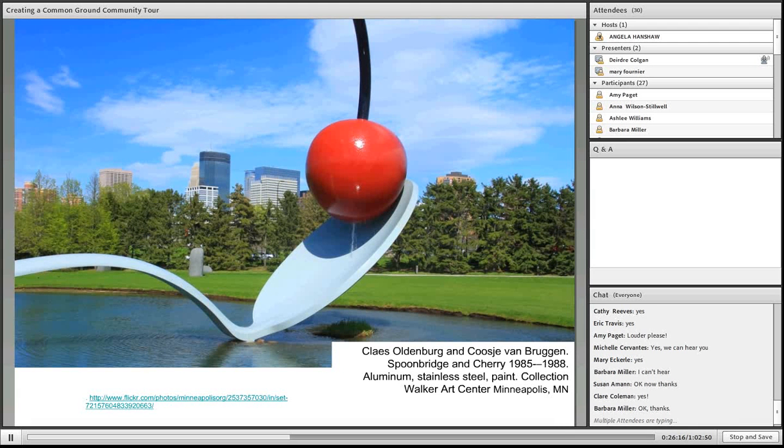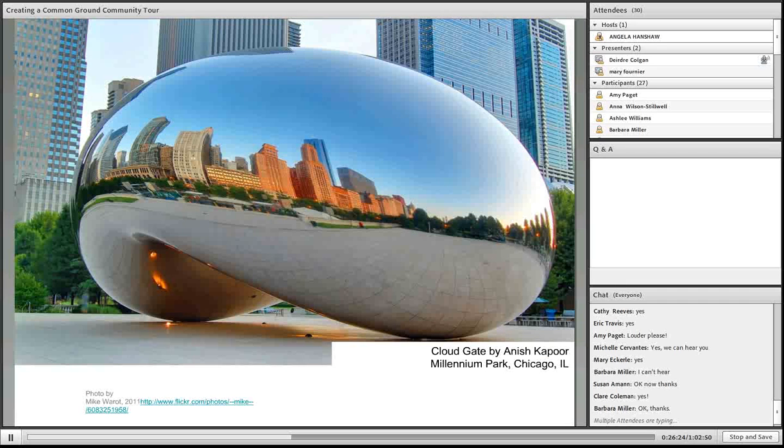This is an example of a public artwork outside the, I believe it's outside the Walker Art Center, yeah, museum. There's another one here in Chicago, often called the Bean because it looks like a giant jelly bean, but it's by the English sculptor of Indian descent Anish Kapoor, officially called Cloud Gate.